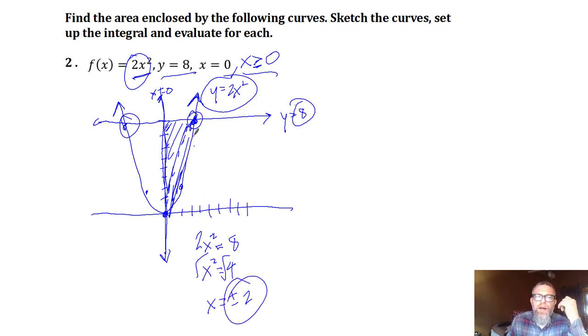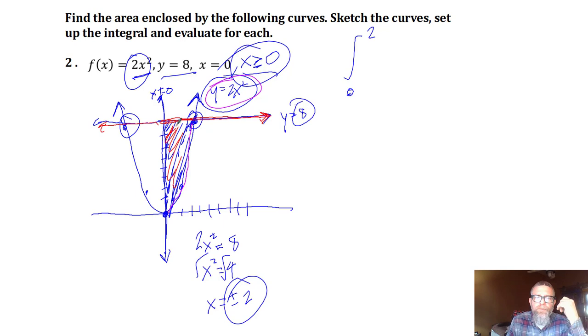But we're just going to be looking at this one over here because we're just looking at where x is greater than or equal to 0. So we're going to be going from 0 to 2. Now let's look at our integral. Remember, it's the function on top minus the function on bottom. For this interval that we're looking at, this area right here, the top function is y equals 8. The bottom one will be this one right here, y equals 2x squared.